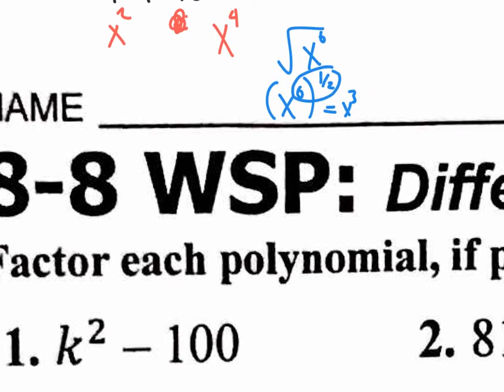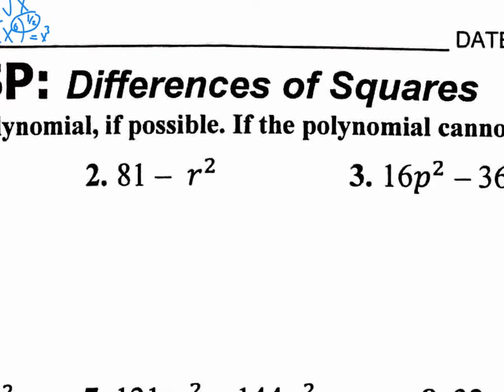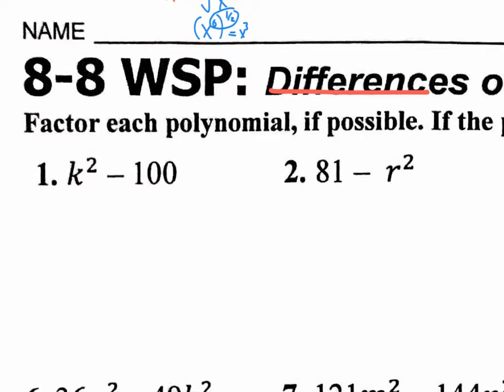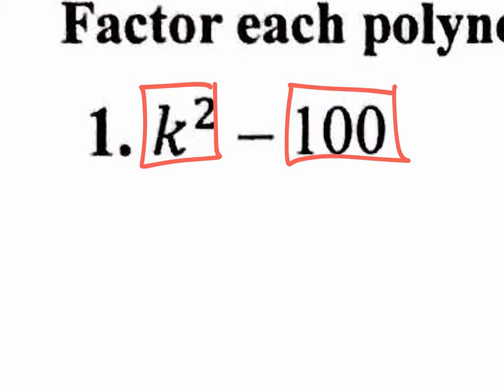Now, if you have a perfect square term, and notice it says difference of squares. So if you have the difference, what does that mean? Difference in math. Subtraction, that's right. So if you're subtracting two perfect square terms, there's a shortcut for it. Okay? So if we look at number 1, k squared is a perfect square term, and 100 is a perfect square term, right? And there's a difference between the two perfect square terms. So the shortcut is this. Take the square root of each and then plug it into your answer format.